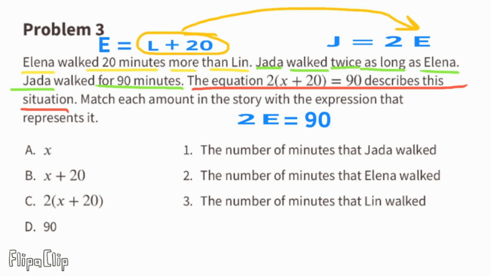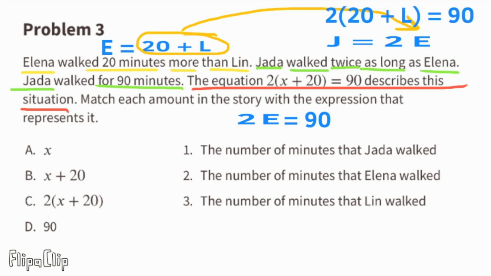Since E equals L plus 20, Jada's walk could be represented as 2 times 20 plus L, and we know that that equals 90. Or you could represent it as 2 times L plus 20 equals 90. Either way, L represents the number of minutes that Lynn walked, and we can use an X to represent this. So A, expression X, matches with situation 3.